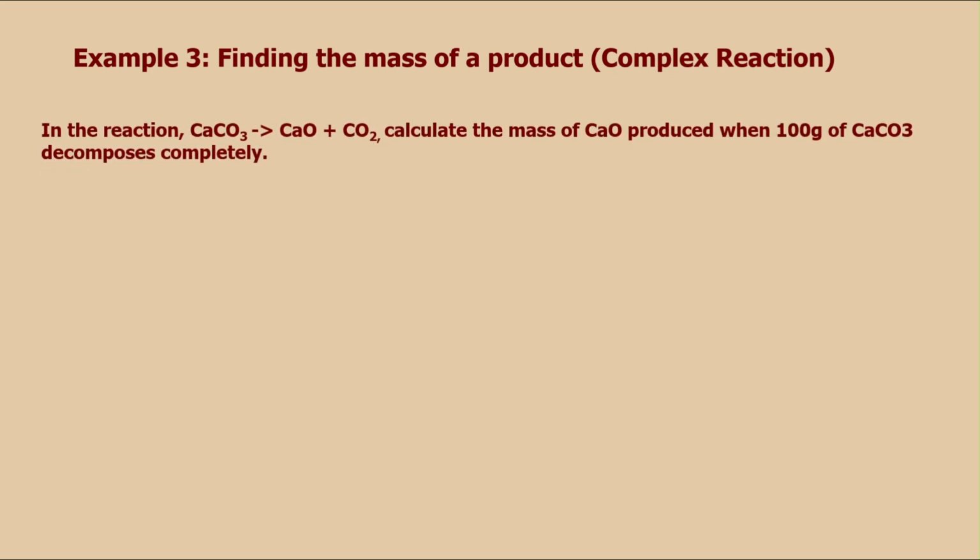Example 3. Finding the mass of a product, a complex reaction. In this reaction, CaCO3 produces CaO plus CO2. Calculate the mass of calcium oxide, CaO, produced when 100 grams of CaCO3 decomposes completely. Step 1. Write the balanced equation. CaCO3 produces CaO plus CO2. The equation is already given and it is balanced.